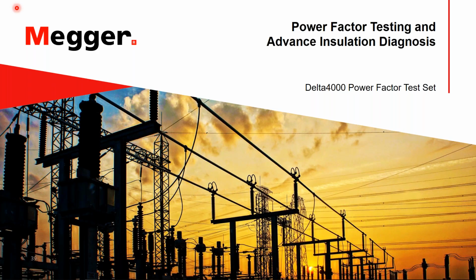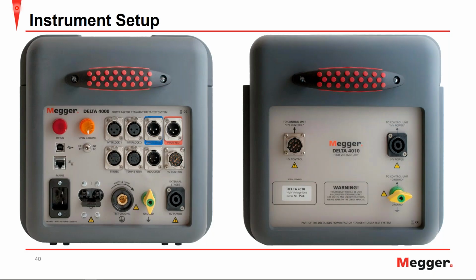So now let's go ahead and take a step and look at the Delta 4000 power factor test set itself. Here we have the Delta 4000 power factor test set with the control unit on the left and the high voltage unit on the right. Let's go through its individual ports. Here we have the mains, that powers the control unit, followed by the COM ports, one being Ethernet and the other being USB-B. Here we have the PC control, where you can choose to control the unit via an external PC or an internal PC if the option is available.